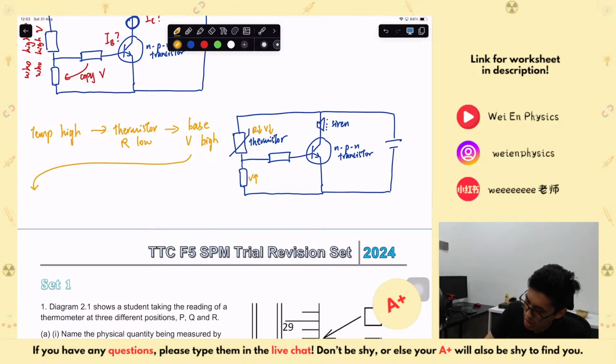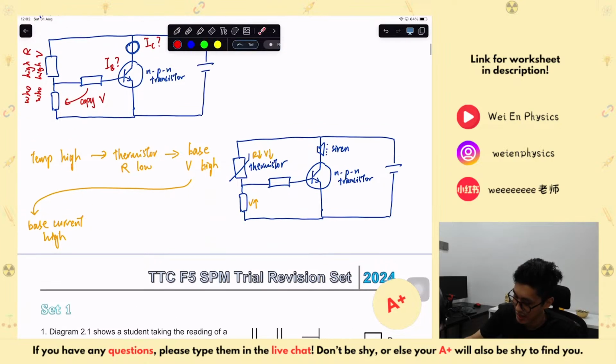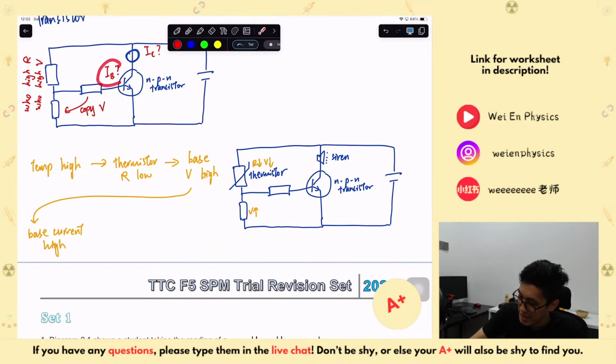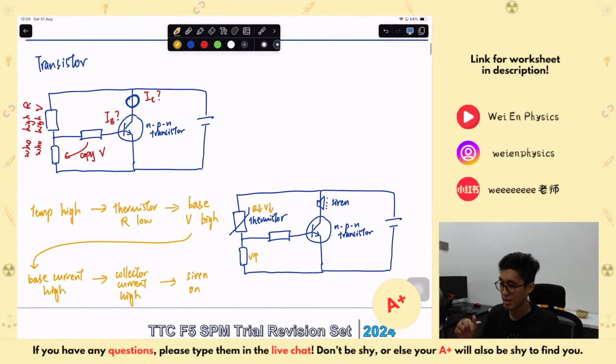Now when the base voltage is high, then we say the base current is also high. This thing here, base current. And if the base current is high, then we say the collector current is high. And if the collector current is high, then whatever is here will turn on. So the siren will turn on. So this is a fire alarm, no? When it's hot, the siren turns on.